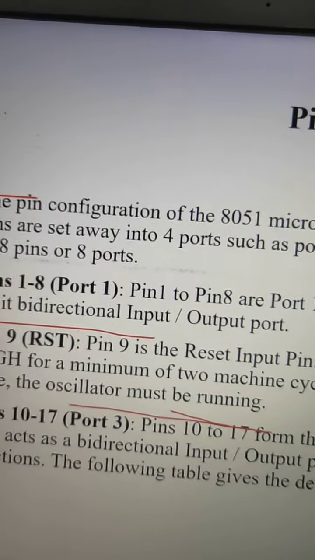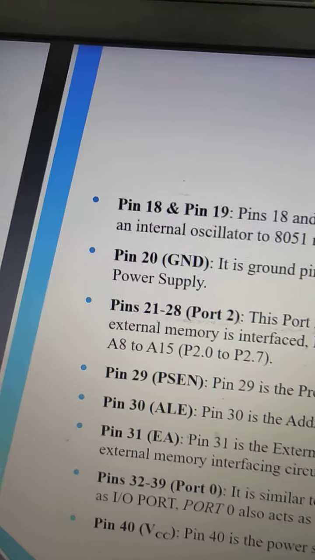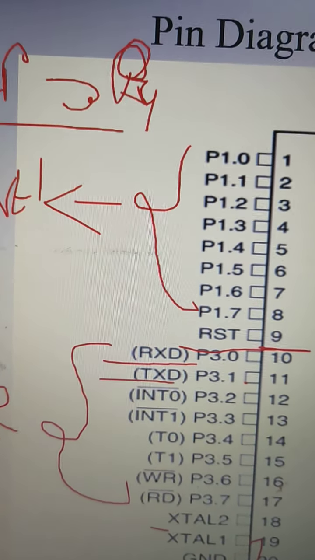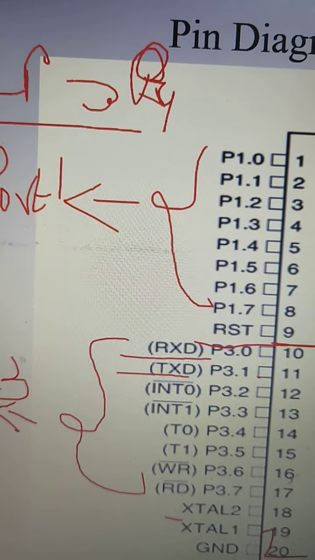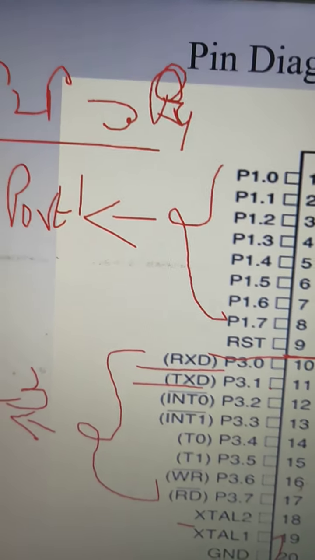What are those special functions? First of all, if you go here, there are the RxD and TxD, receiving and transmission, interrupts are there, timers are there, reading and writing. All these are the special functions included for port 3 pins.